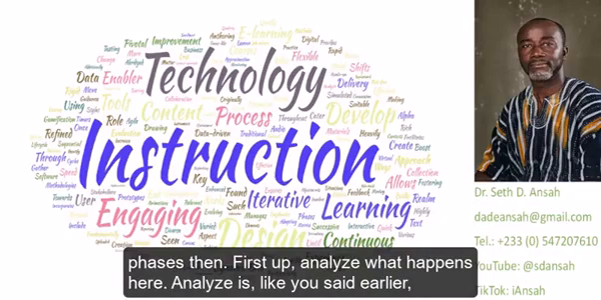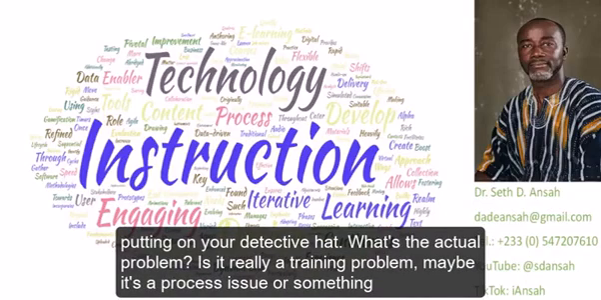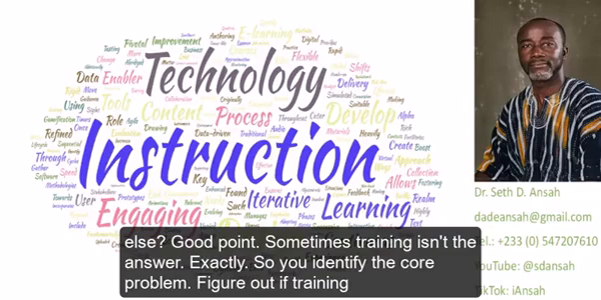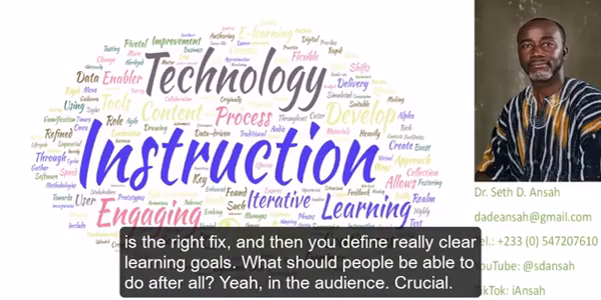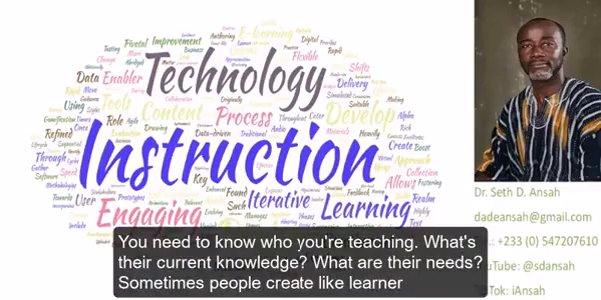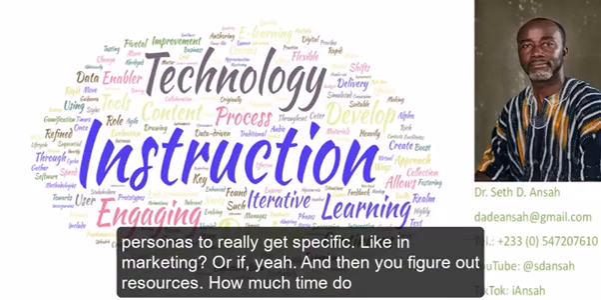Analyze is, like you said earlier, putting on your detective hat. What's the actual problem? Is it really a training problem? Maybe it's a process issue or something else. Good point. Sometimes training isn't the answer. Exactly. So you identify the core problem, figure out if training is the right fix, and then you define really clear learning goals. What should people be able to do afterwards? And the audience. Crucial. You need to know who you're teaching. What's their current knowledge? What are their needs? Sometimes people create learner personas to really get specific. Like in marketing. Sort of, yeah.